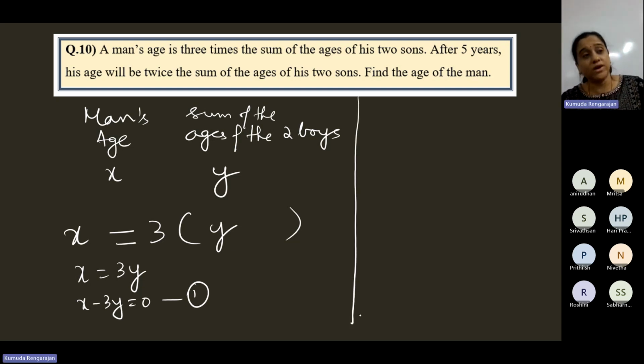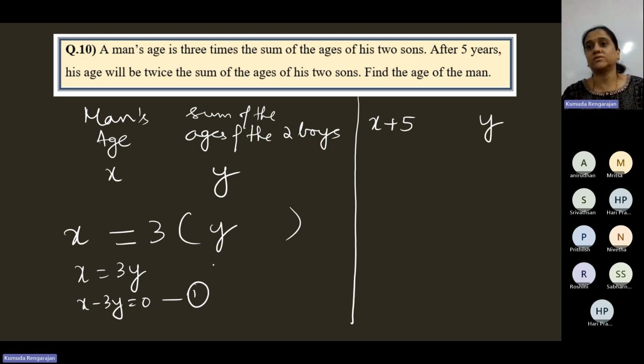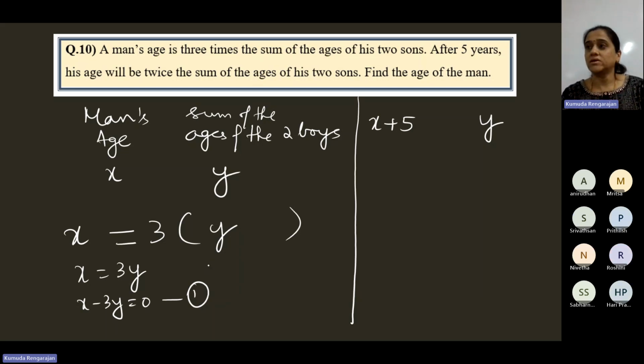Next, after 5 years, the man's age will be x plus 5. And in y there are 2 boys. Each one's age increases by 5, right? So after 5 years, plus 5 for one boy, plus 5 for the other boy. This is the man's age after 5 years.